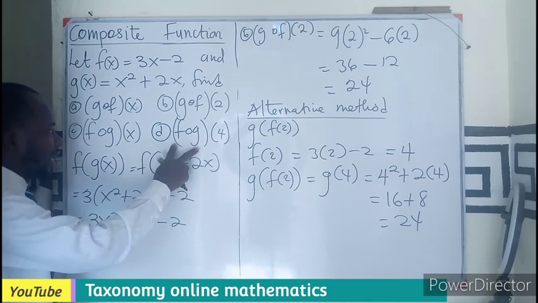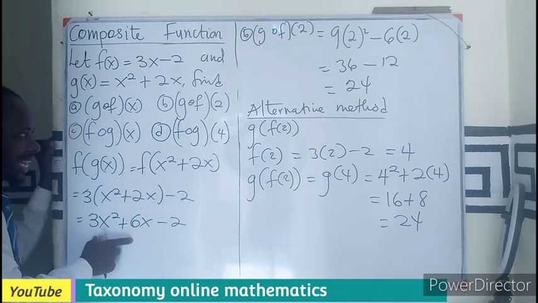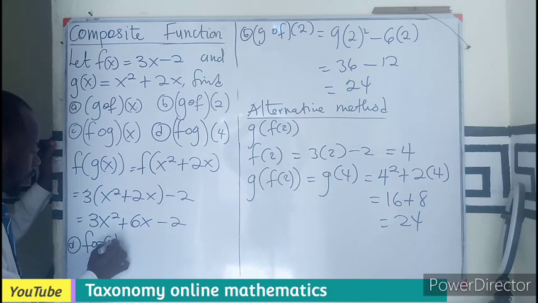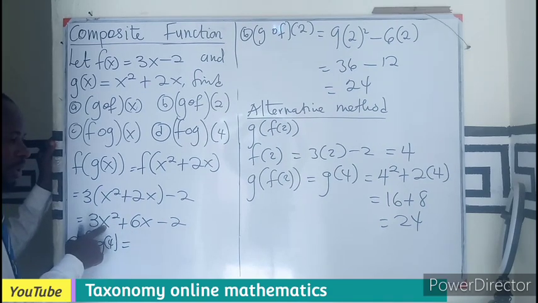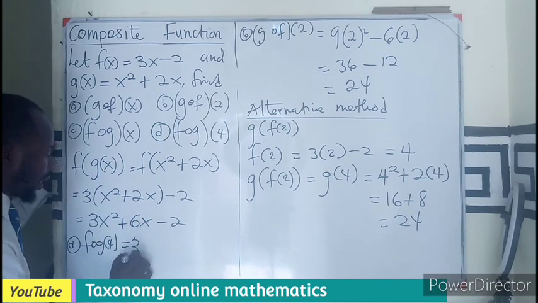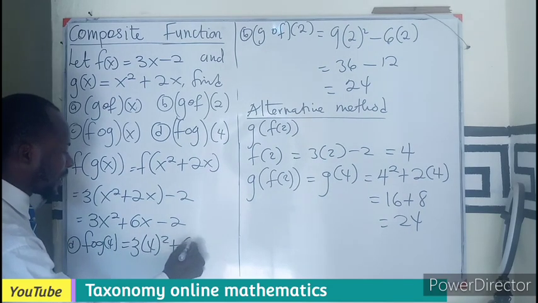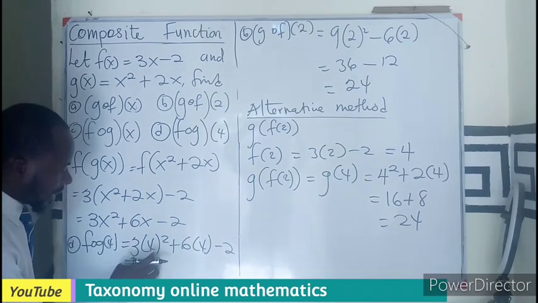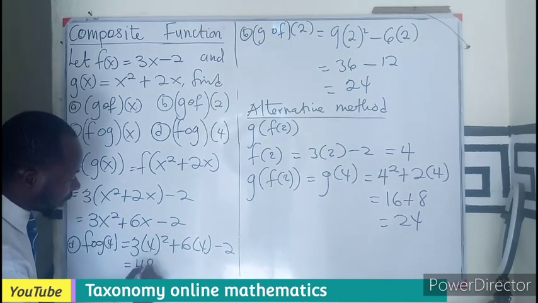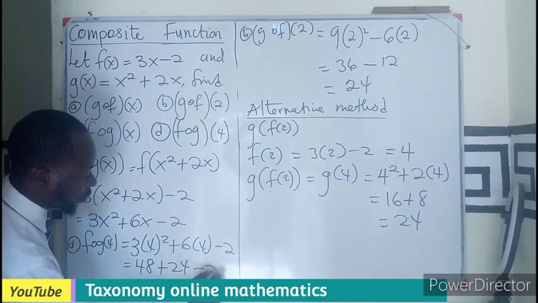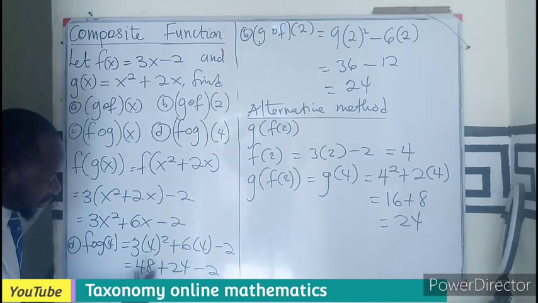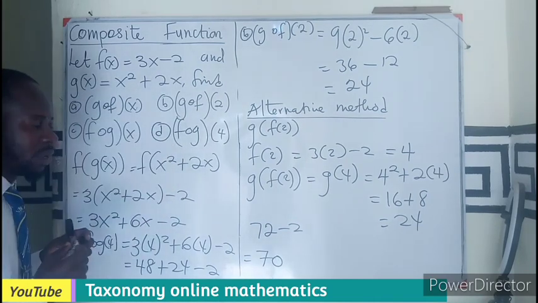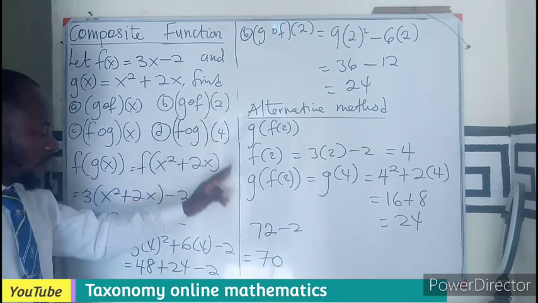So this will be the function f of g of x. But we are asked to find that of 4, the image of 4 under this. So f of g of 4 is going to be, whenever I see x, I replace with 4. So 4 squared plus 6 times 4 minus 2. This will be 16. So right here, 16 times 3 will be 48 plus 24 minus 2. This will give us 72, so 72 minus 2, and that will give us 70. So we can see that f of g of 4 is 70.